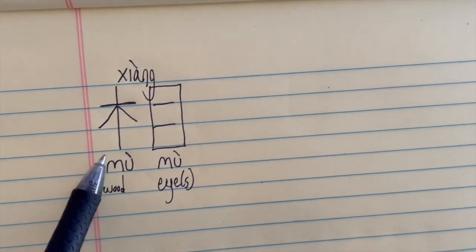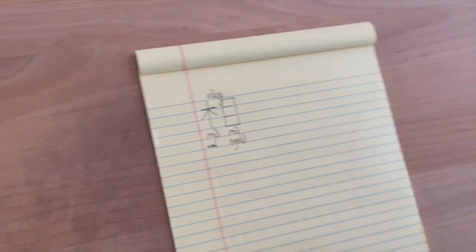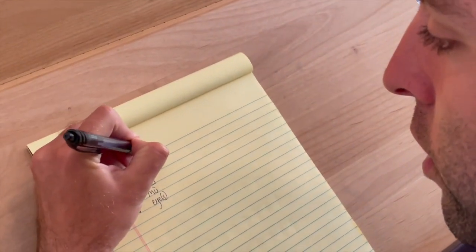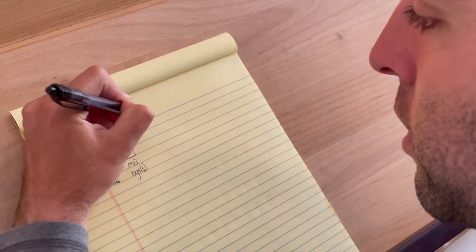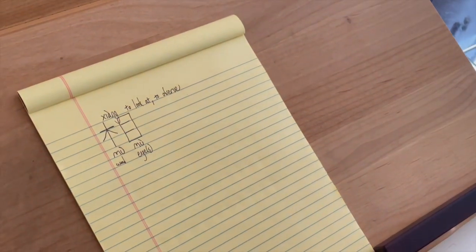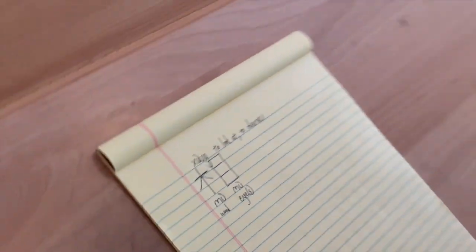Xiang, 象. And guess what xiang means? This is going to make you really, really excited. It means to look at, to observe. Isn't that interesting? Yes. To look at, to observe. Wow.